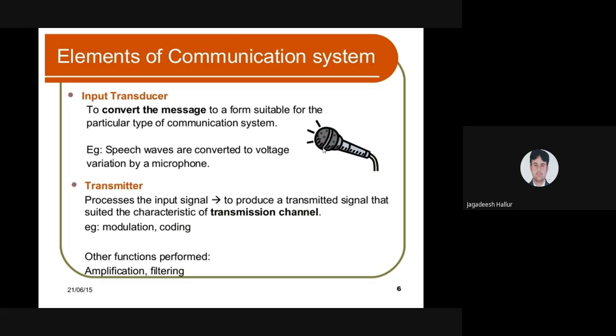Sorry, I got a call. It is immediately disconnected. Voice is disconnected.